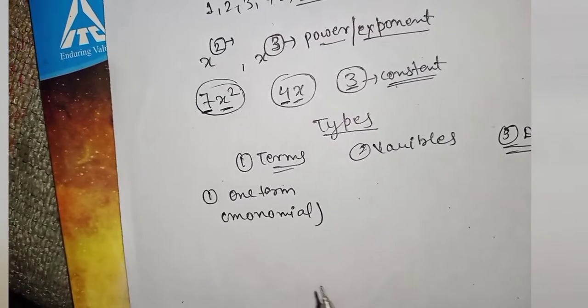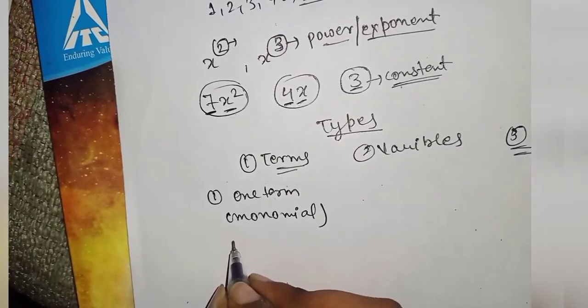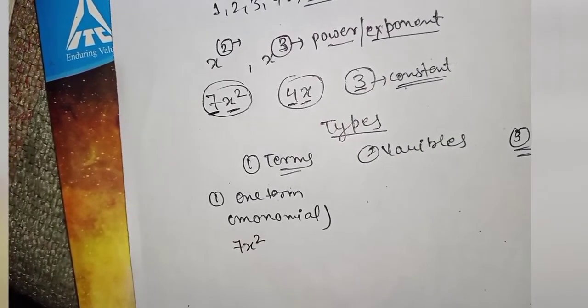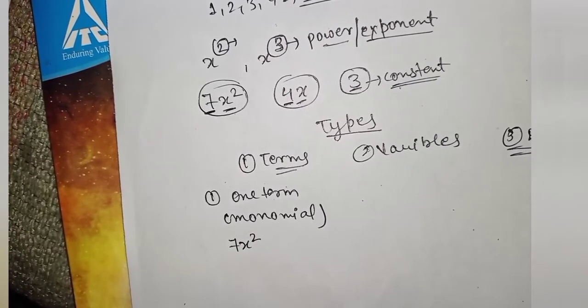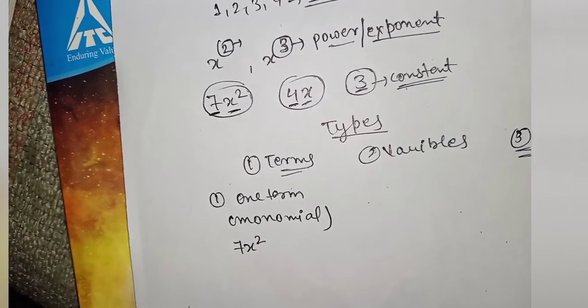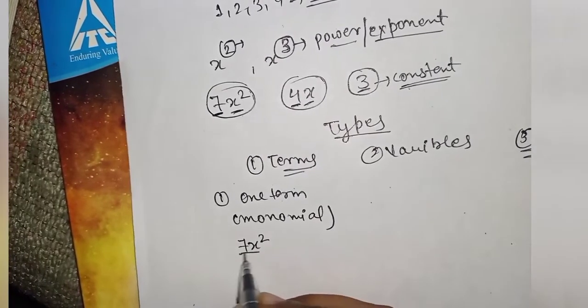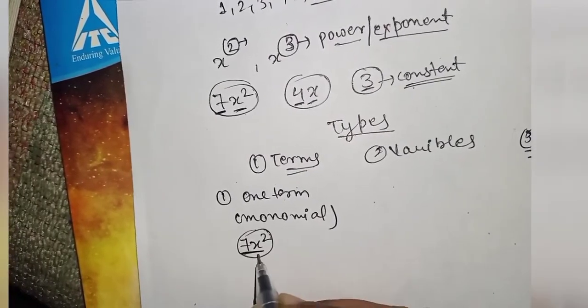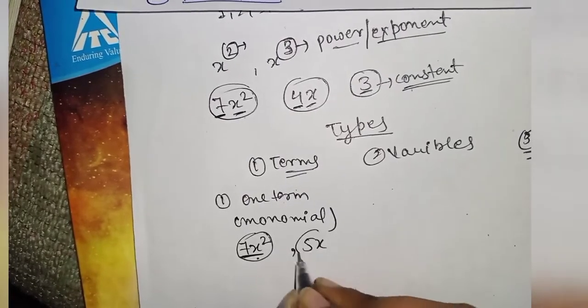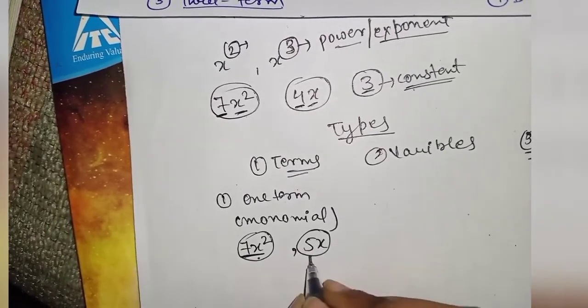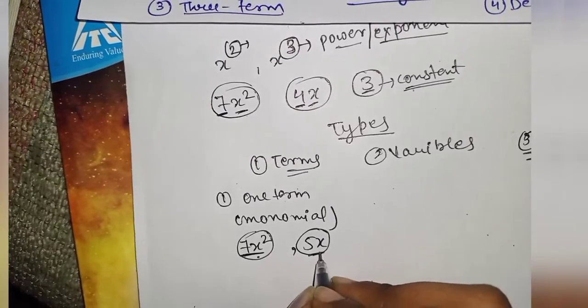For example, there is a term 7x square. If there is not an equation, but a number which is written separately or aside, for example 7 square, so we can say this is one term, so it is a polynomial. For example 5x, this is a separate term and we can say this is a monomial.